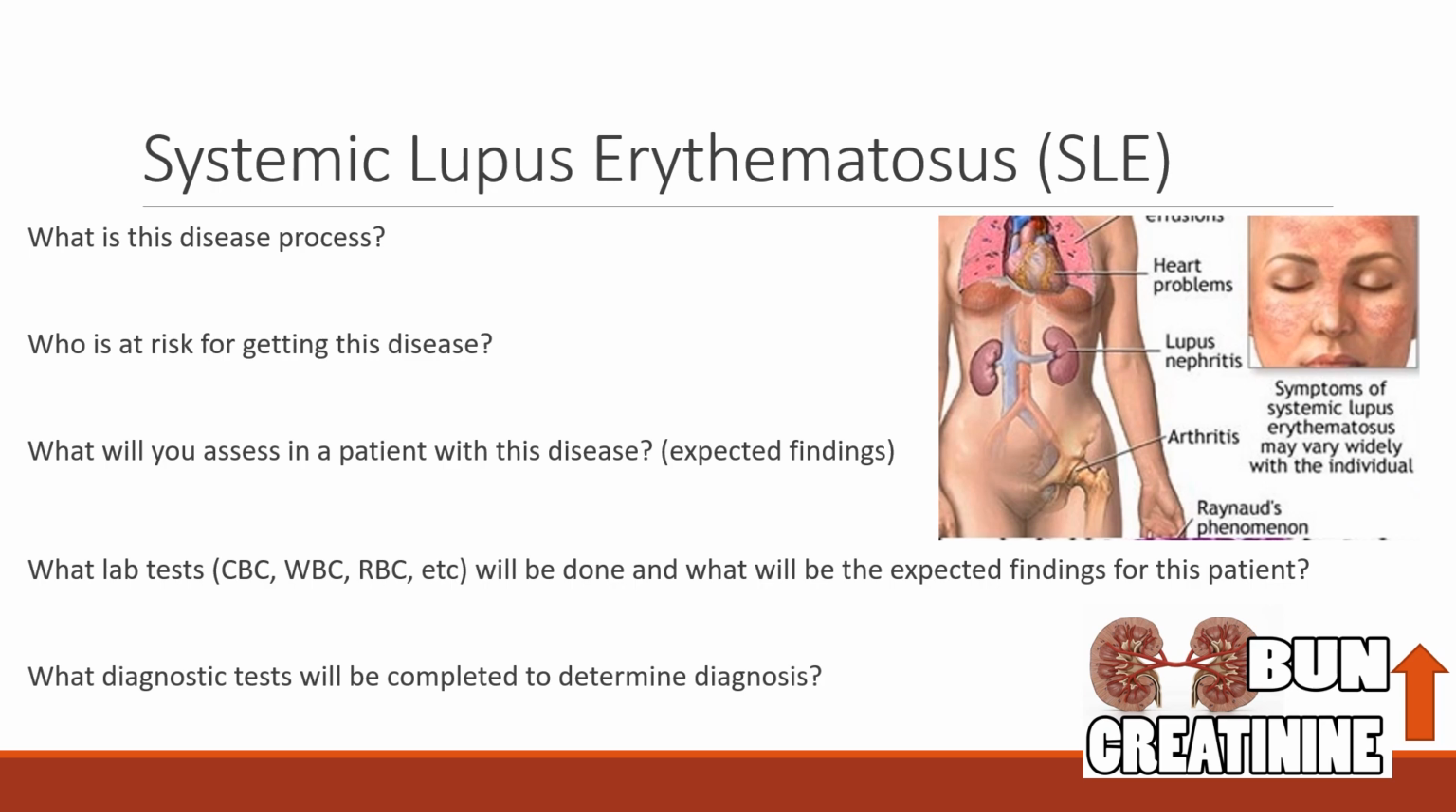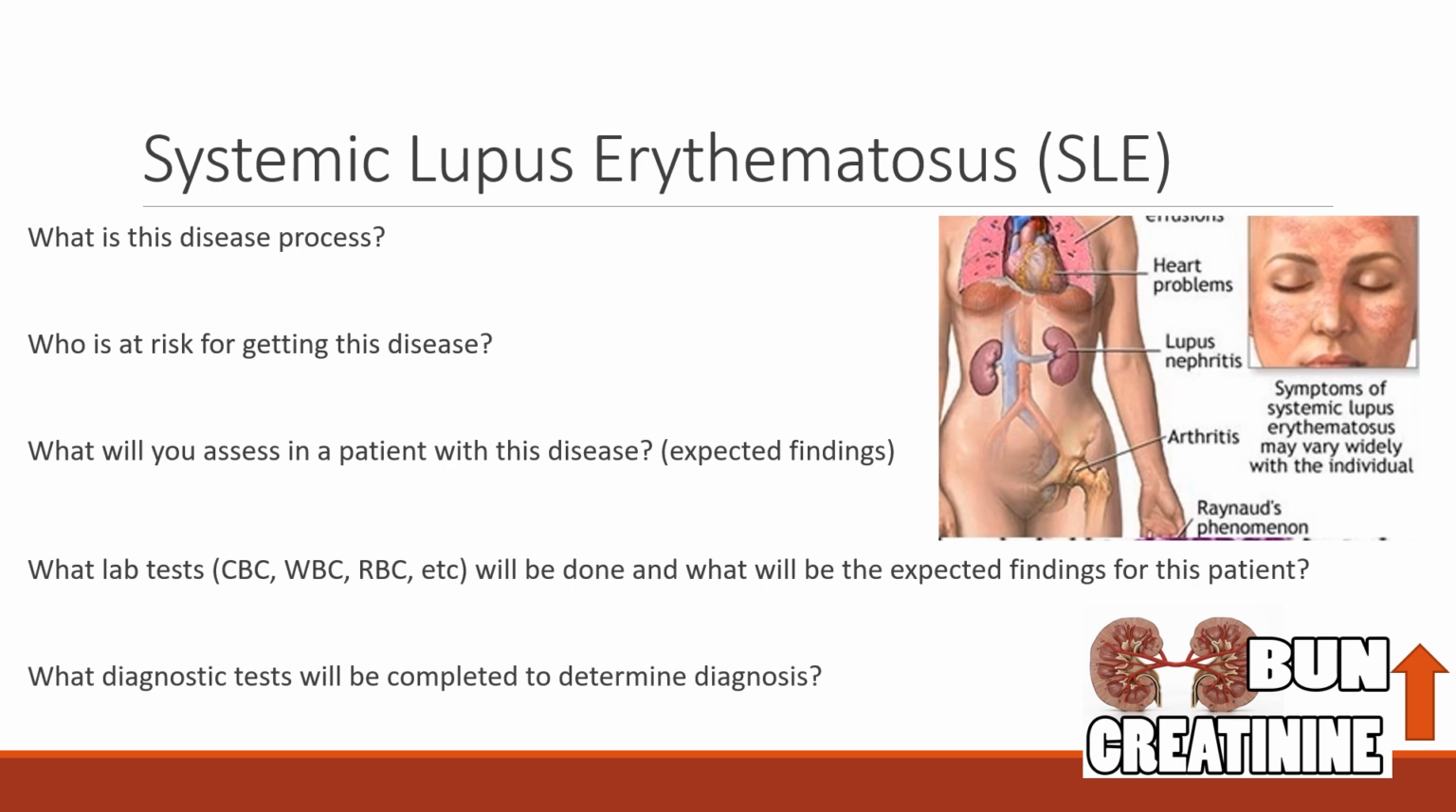So remember some of your signs and symptoms: the malar rash, fatigue, malaise, alopecia, swelling and tenderness, pericarditis. How do you know your patient has a pericarditis or inflammation of the heart? They're going to have chest pain, fatigue, changes in their rhythms or arrhythmias, and a fever.